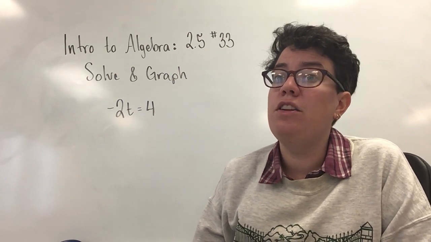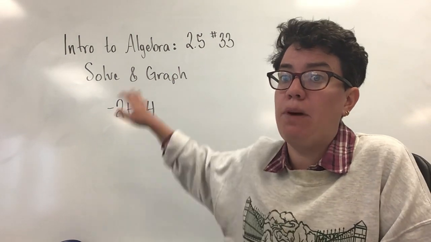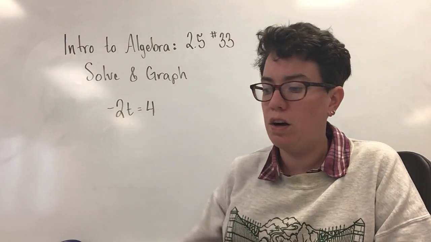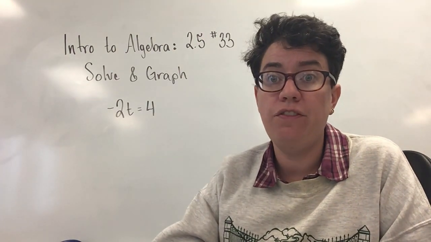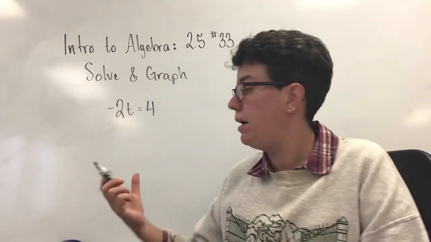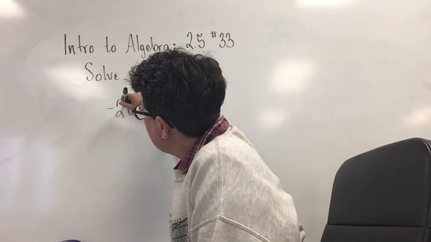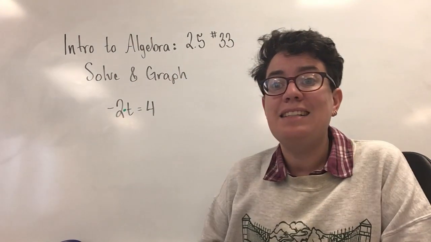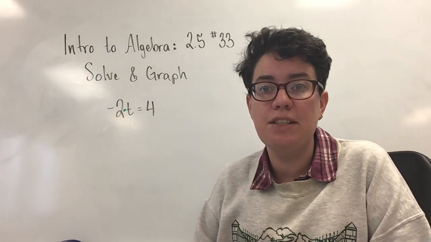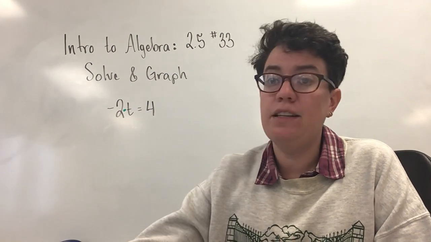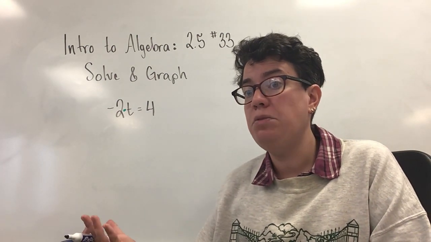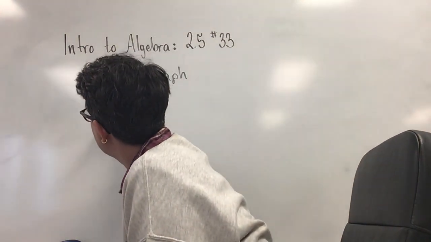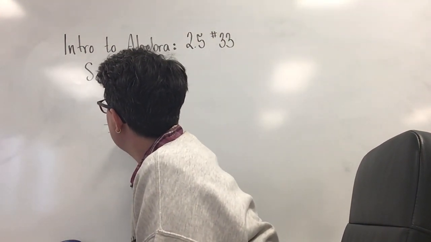So number 33, we had the problem solve and graph negative 2t equals 4. So the first thing we're going to do is solve, which, if you remember, means get the variable by itself. Now this is the negative 2t. I might write it as negative 2 times t. I just put that little multiplication sign in there to help remind us that what's going to cancel out this multiplication is to divide both sides. And I'm going to divide it by negative 2.